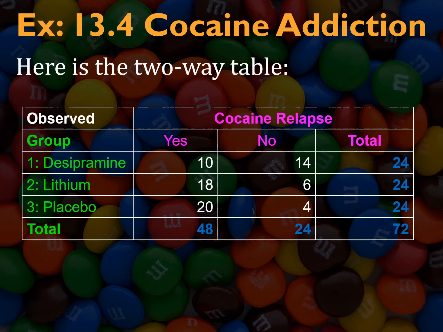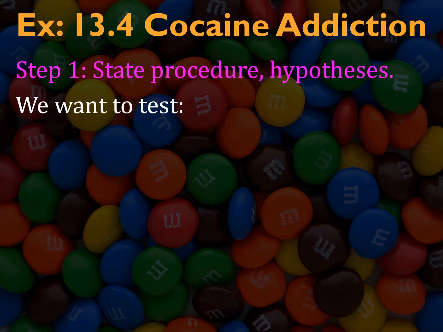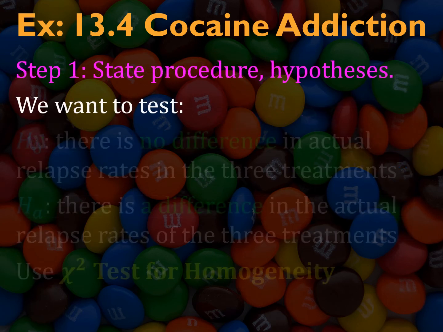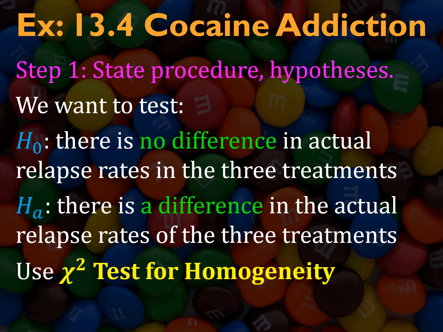So here's a 2-way table. Notice that the rows represent the treatment groups and the columns represent whether or not the patient relapsed. So step 1, we want to test the null hypothesis that there was no difference in actual relapse rates in the 3 treatments. Alternatively, that there is a difference in the actual relapse rate of the 3 treatments, and we're going to do a chi-square test for homogeneity.